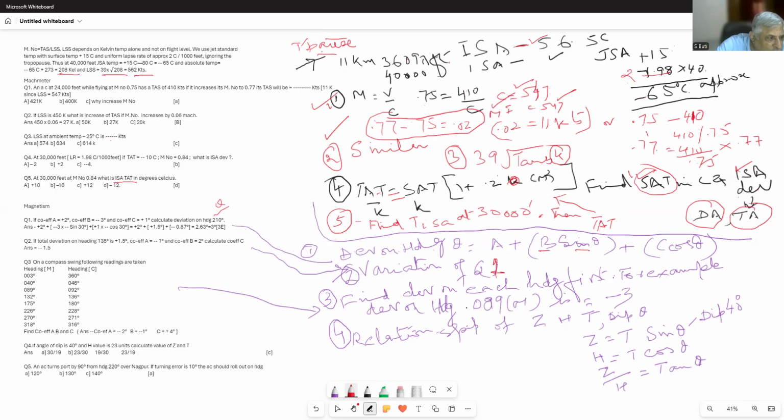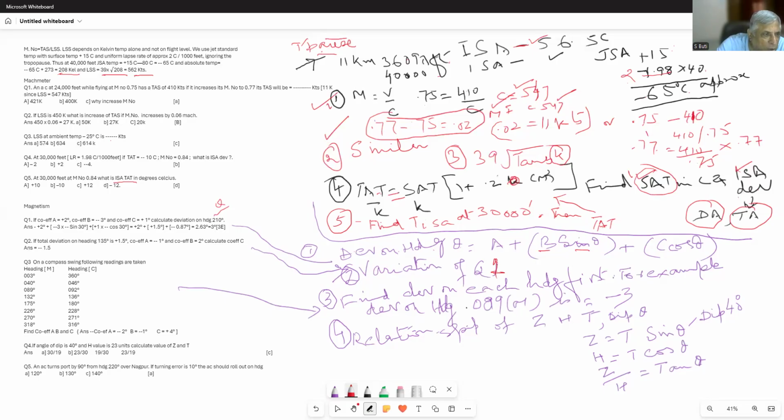Find out first the deviation on each heading. Complete this table in your register. And just recheck, I have given you one of the answers. Deviation at heading 089 magnetic will be -3. Check in the table that you have prepared. Is it -3 or not? If not, then you're making a mistake. Remember, deviation will be compass minus magnetic.